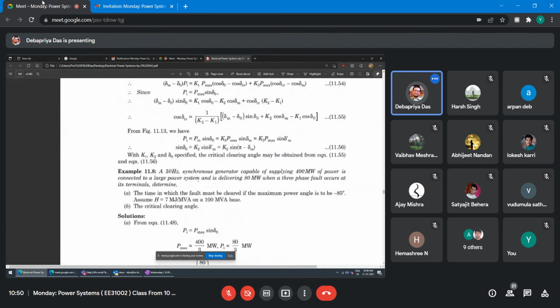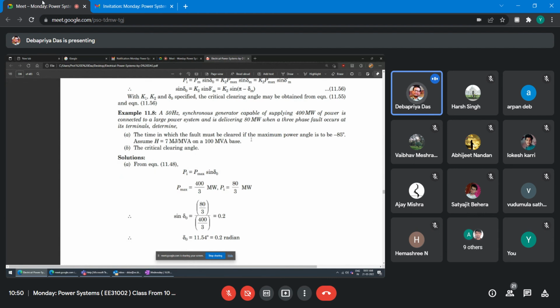A 50 hertz synchronous generator capable of supplying 400 megawatt of power is connected to a large power system, that is an infinite bus, and is delivering 80 megawatt when a three-phase fault occurs at the terminals. Determine the time in which fault must be cleared if the maximum power angle is to be 85 degree. Assume H is equal to 7 second. In an example, it may not be given in megajoule per MVA, it will be given in second only, on a 100 MVA base. B, the critical clearing angle.